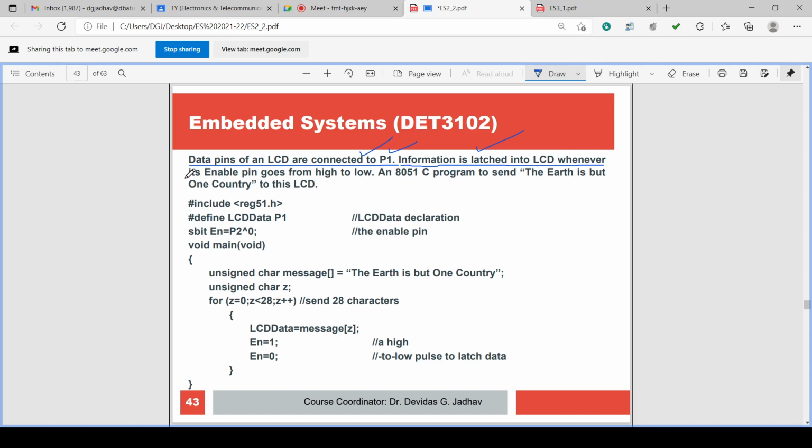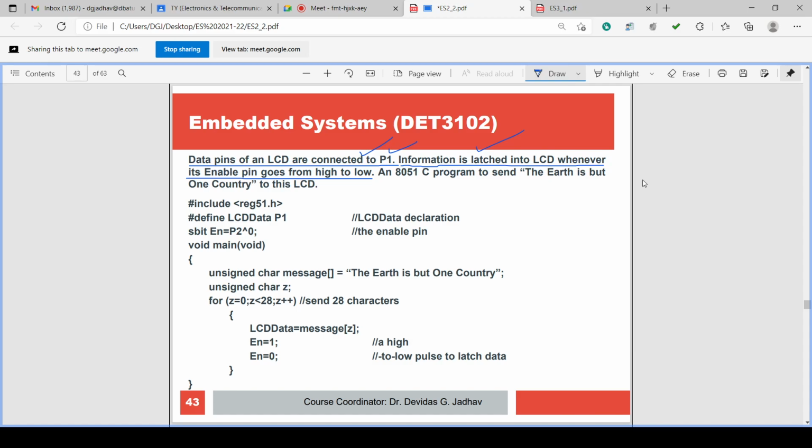It is latched whenever the enable pin goes from high to low. There is an enable pin. On the 8 data pins, which are connected now in this case to port P1, whatever data is output on P1 will be latched into the LCD module. When it is latched, P1 is made available with data, and then the enable pin goes from high to low transition.